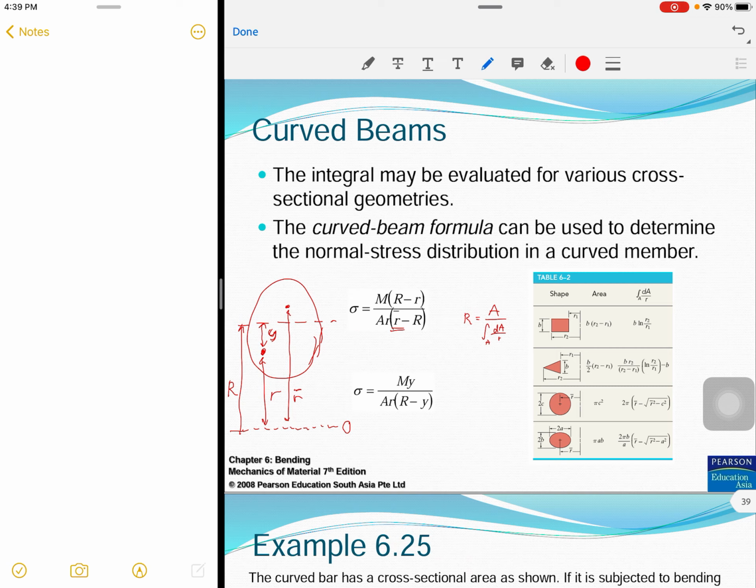Alright, so yes, this is the formula. You can use either this one to calculate the stress, or this one. This is the stress at this point.